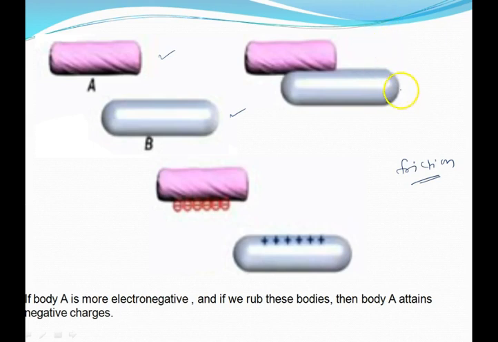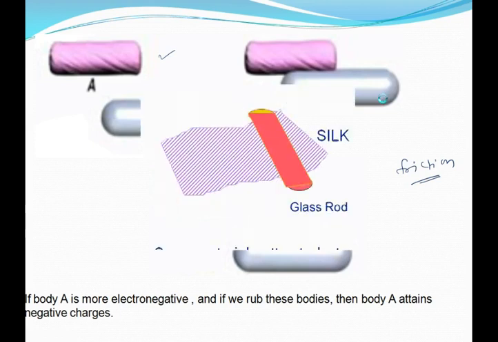What is shown to you? Body A is more electronegative. So what will happen? Body A will attain the negative charge by rubbing. I am showing the next slide also.